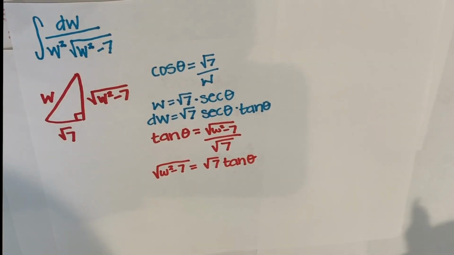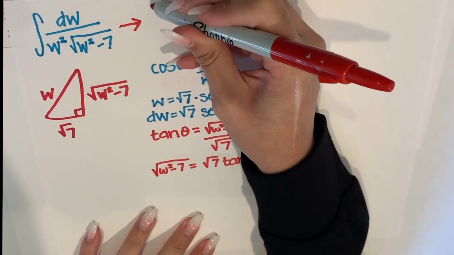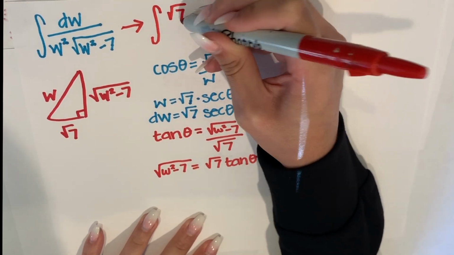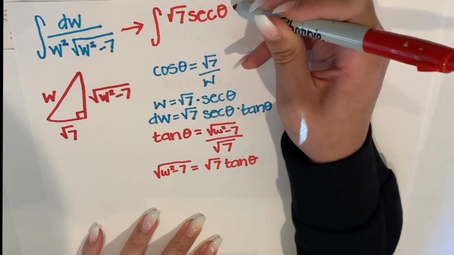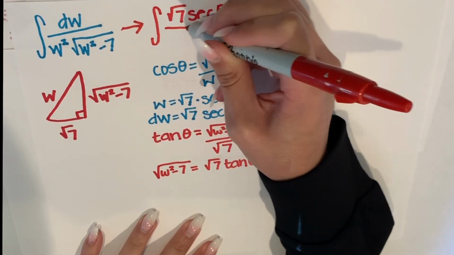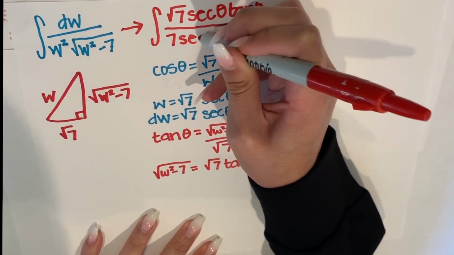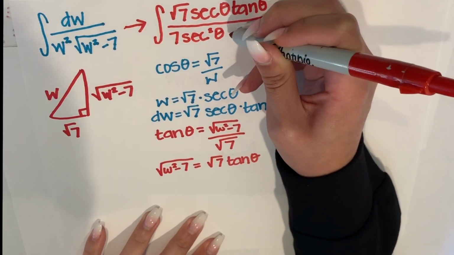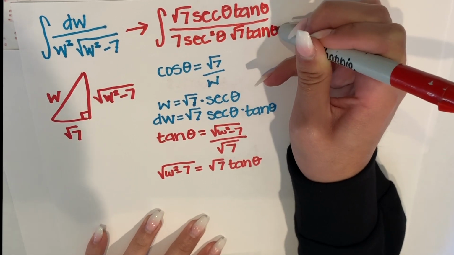So we start with the integral, and it's square root of 7 secant theta tangent theta. So we substituted that for dw over 7 secant squared theta times the square root of 7 tangent of theta d theta.